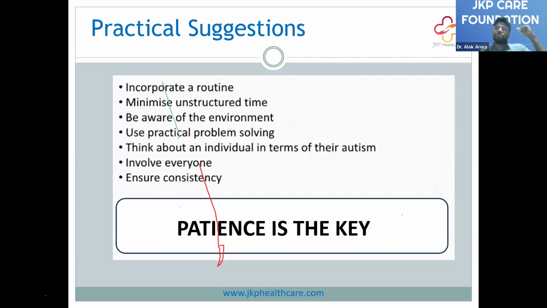So you need to think from the child's angle. Involve everyone around you. It's not your problem. It's not a problem, first thing. But again, it's not your problem.